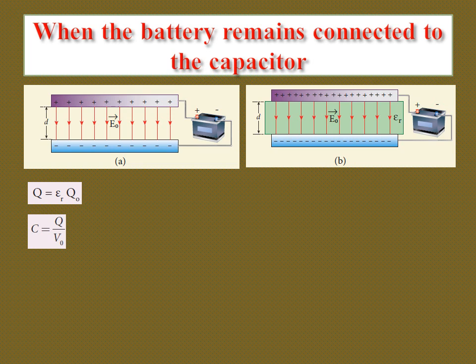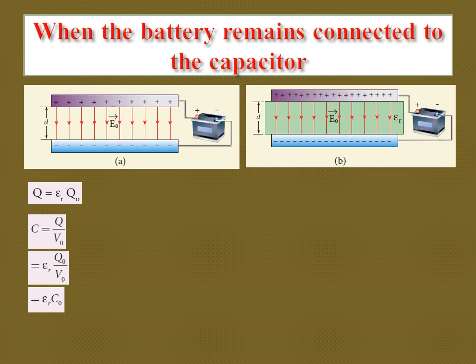So the first equation is Q is equal to epsilon R into Q naught. I hope you know what is Q naught. Now we know C is equal to Q by V naught. So the charge increases, and the capacitance also increases. So the new capacitance will be represented as C equal to Q by V naught. On substituting, you get epsilon R Q naught by V naught. Or in general, it is written as epsilon R into C naught.